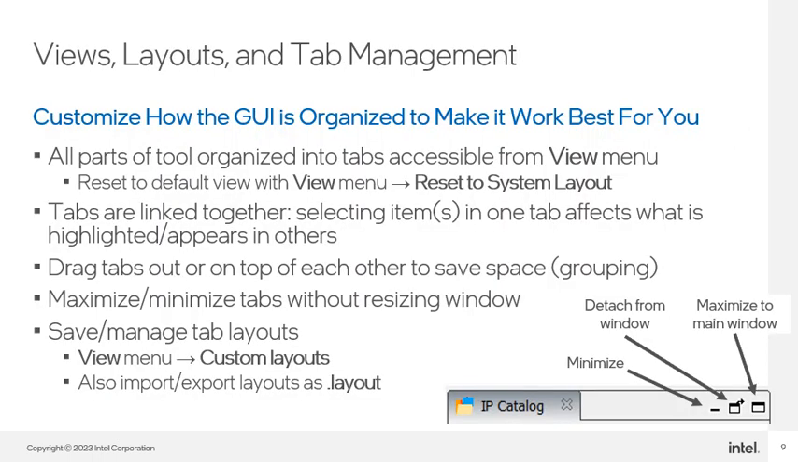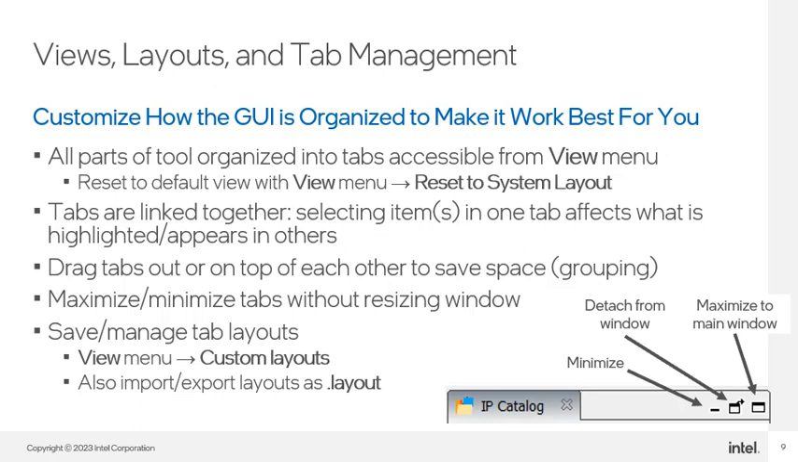All tabs can be displayed by simply selecting them from the View menu. Close a tab by clicking the X in the tab. All tabs are linked together. Performing actions in one tab will affect others, so be sure to check out the many different tabs available to see how they all work together. You can restore all tabs to their default view by selecting Reset to System Layout from the View menu.